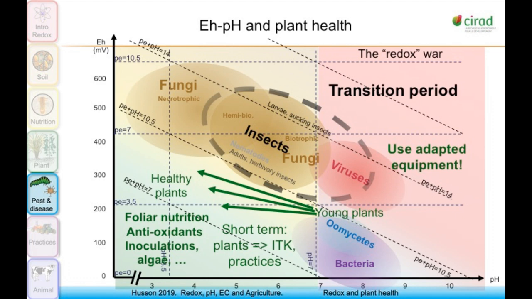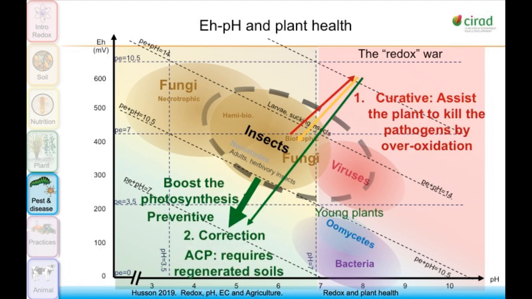So we do it in a preventive way. We boost the photosynthesis. But if the pathogen attacks, we first help the plant to do this. We may use fungicide if need be. But if we apply something that is antioxidant at that moment, we can just prevent the defense of the plant. Okay? So the idea is to keep the plant here, but if in the transition period you have a problem, you help the plant to go there, and after this, you correct with high doses.